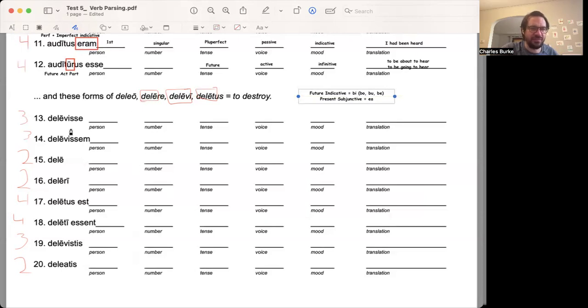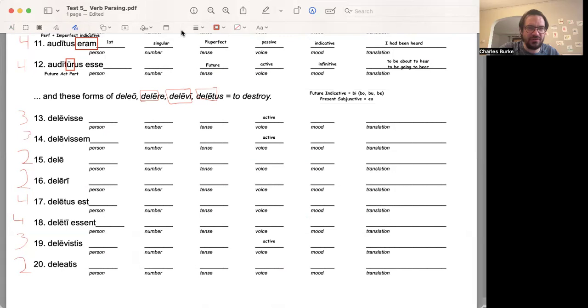So now let's go. Third principal part means that it's perfect, pluperfect, or future perfect, and we know it's active. It is definitely active. Third principal part is always, always, always active. Fourth principal part is almost always passive. And second principal part could be either. But third principal part, always, always, always active. Okay.